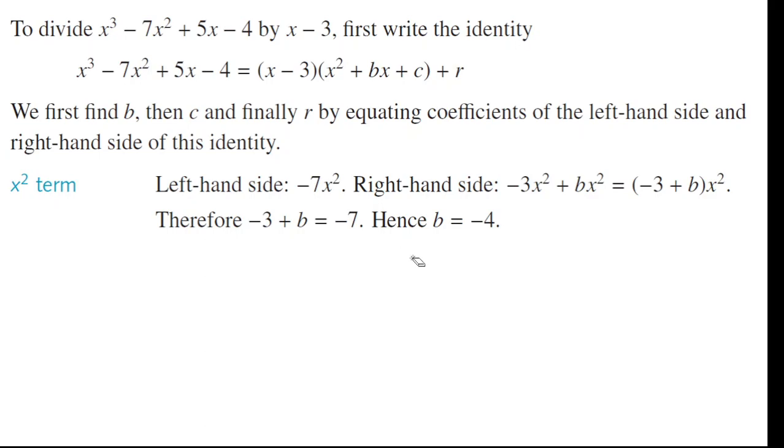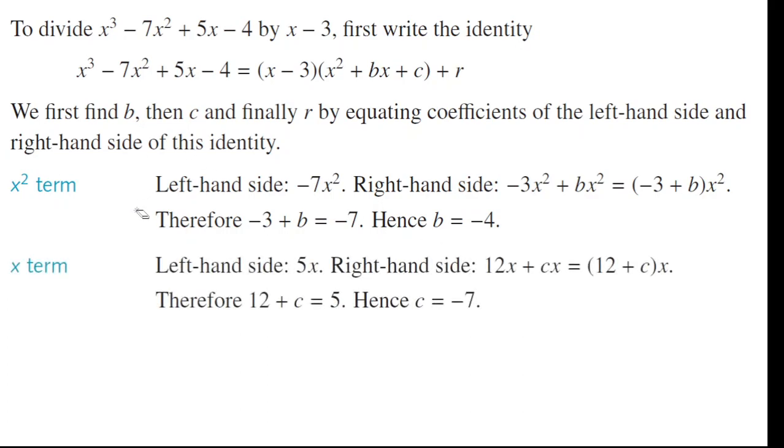So as I said before, we did the leading term already. Now we're going to move on to the x squared term, which has a value on the left hand side of -7. To evaluate the right hand side, how do we get the x squared? It's the -3 times x squared and the bx times x, and that's combined, that's over here. They combine the coefficients together, and that needs to be equal to -7, so we get b equals -4.